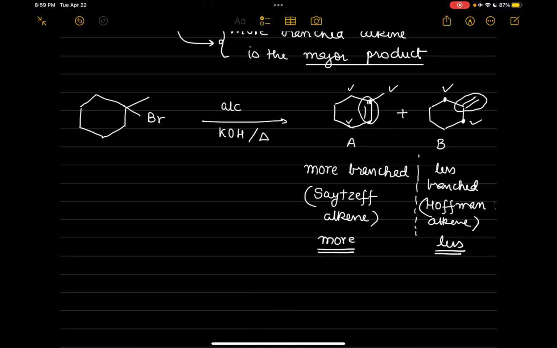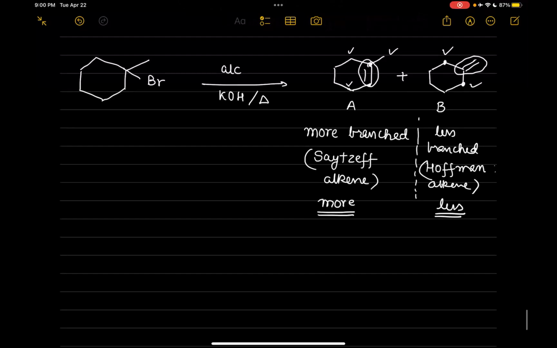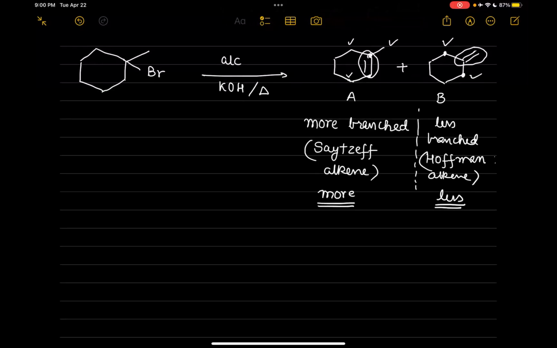Just put the circle on the carbon-carbon double bond. Check how many alkyl groups are there. More branched alkyl group means more substituted alkene is going to be the major product. Got it? I hope this is clear to all three of you. Very simple rule, but very powerful because a lot of questions are there in every examination. Very basic. Right, Ibrahim?